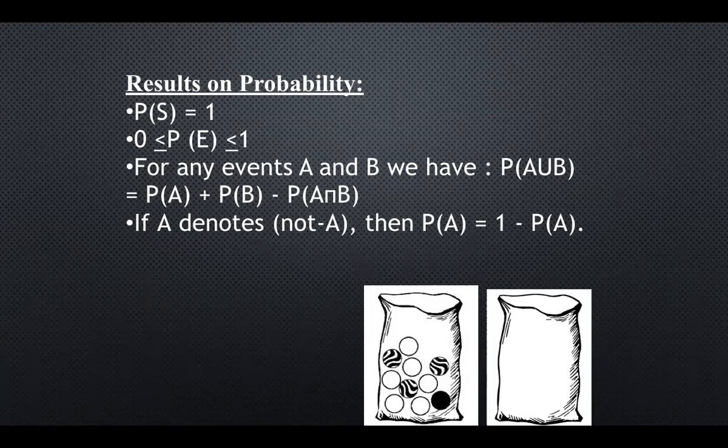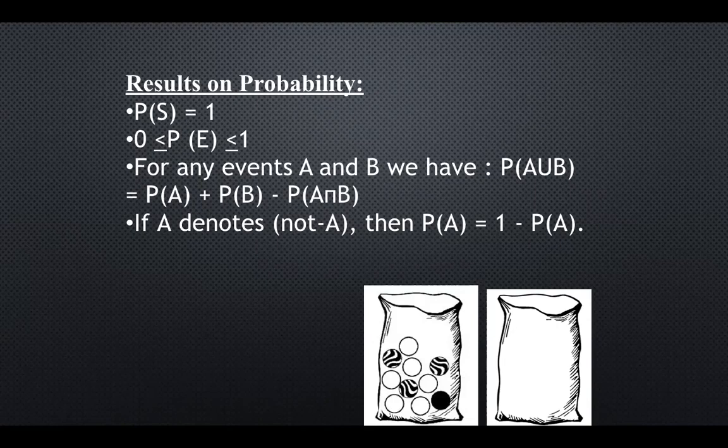The value of probability will always lie between 0 and 1. For any events A and B, P of A union B is equal to P of A plus P of B minus P of A intersection B. So guys, this A∪B means A union B. This is what we read in class 11th in the first chapter on sets. Union means either A or B or both. You can say the word 'or' is there: either A or B or both. A intersection B means both A and B.